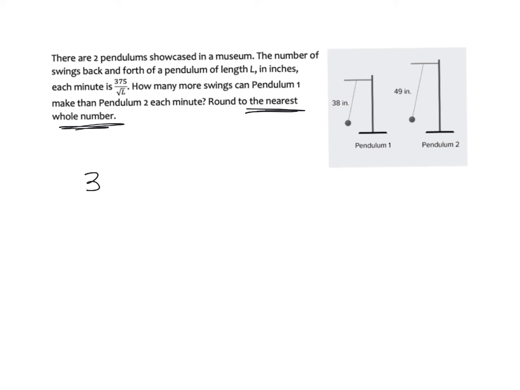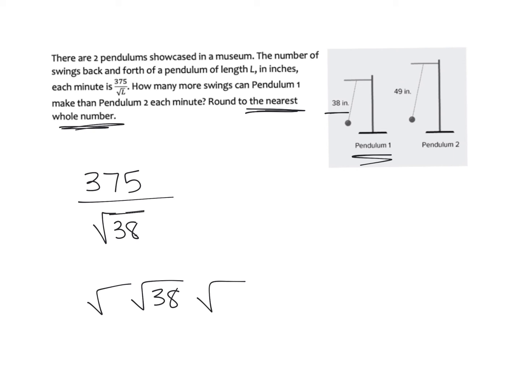So let's start with the formula they give us. It says 375 divided by the square root of the length. Let's start with pendulum 1. I know it's 38 inches. So instead of an L, I'm going to put a 38. My next step is to see what the square root of 38 is about. What's close to it? Well, 36, 49. Again, you guys have those in your notes. The square root of 36 is 6. Square root of 49 is 7.